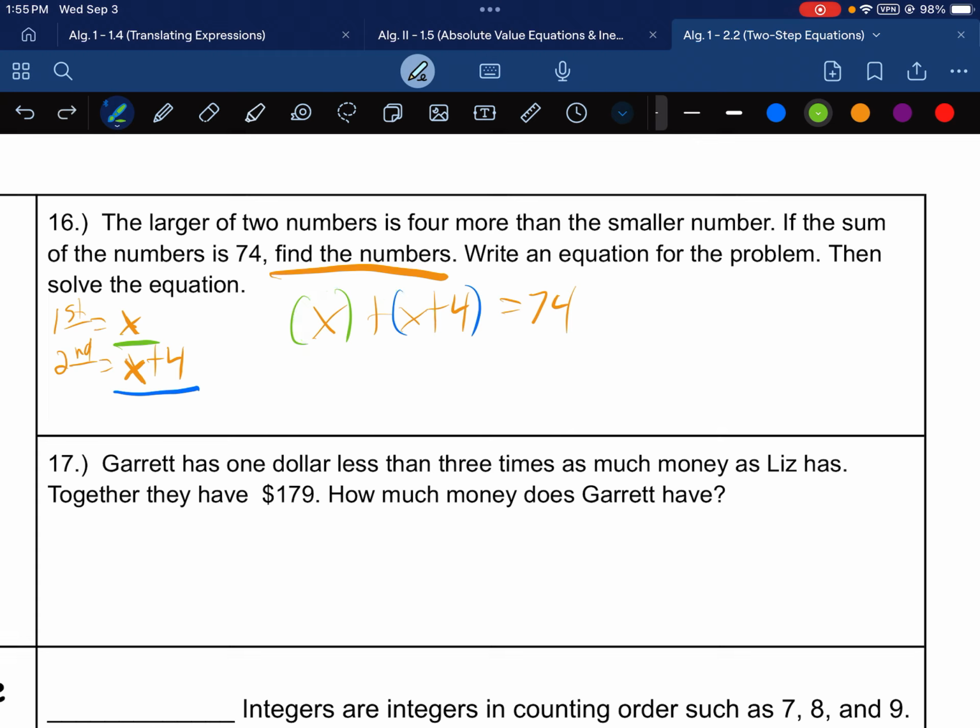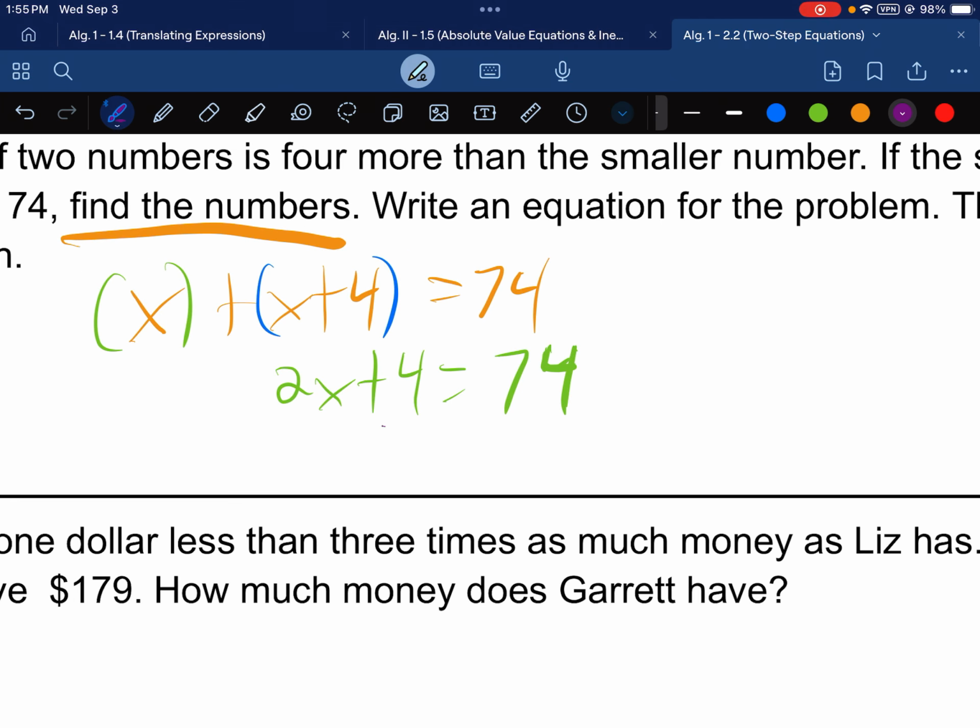Now we're going to go ahead and combine like terms as we solve. So we have x plus x, and that equals 2x. So we have 2x plus 4 equals 74. That's a new step that we haven't done before, combining like terms there. Then we're going to go ahead and subtract the 4 because this becomes our normal two-step equations.